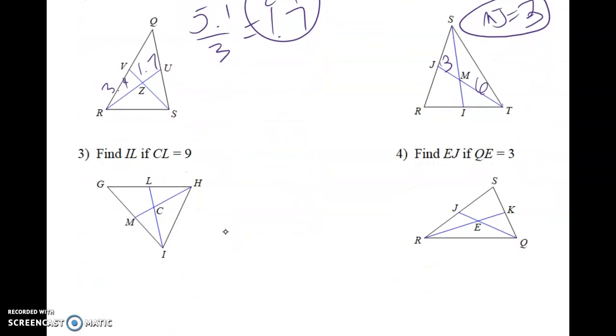Okay. Find IL if CL equals 9. Okay. So I'm going to write this. This is 9. Okay. That means that CI would be 18, 2 times that, and C and IL, the whole thing, would be 3 times that, or 27. Okay?